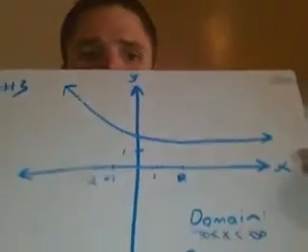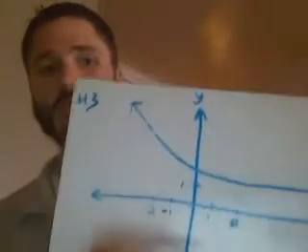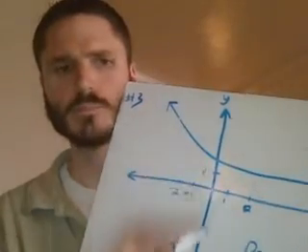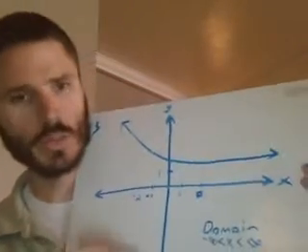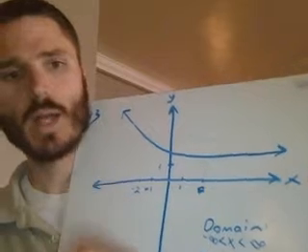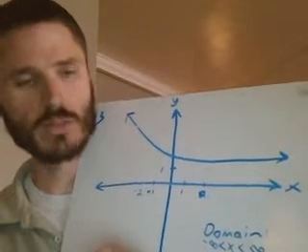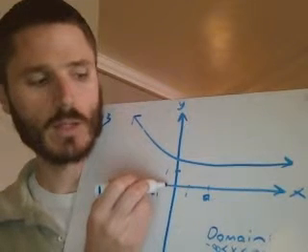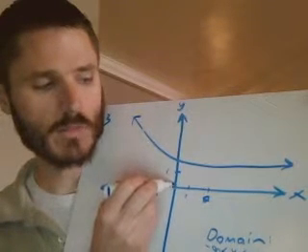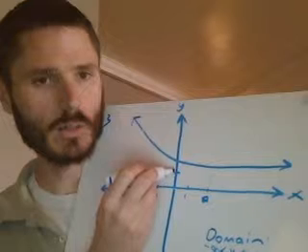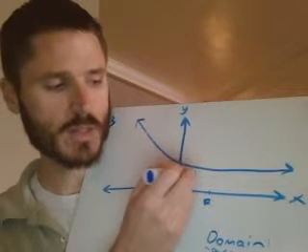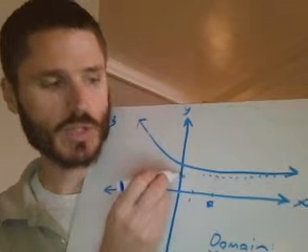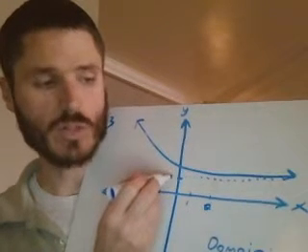Now let's look at the range. For the range, we're concerned with the y-axis because we're concerned with outputs. Notice down here, we don't have a function. Our function isn't defined down here. So we're moving up, we're moving up, we're moving up. And then where do we see the first output? Well, here at 1, notice that the graph actually reaches 1, or it gets really, really close to 1.